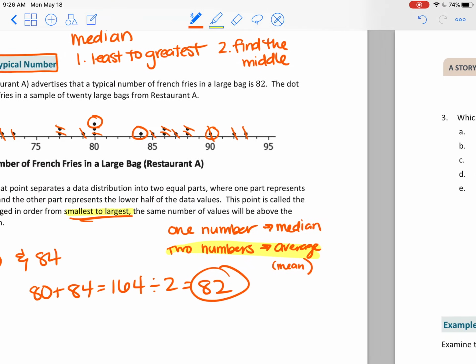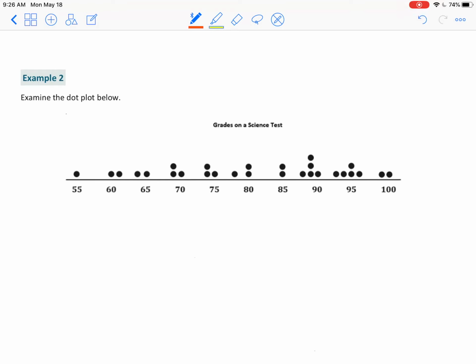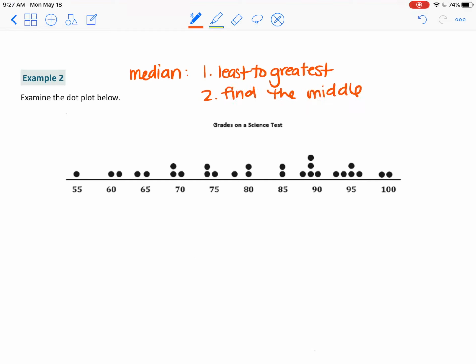Let's look at another example. Examine the dot plot below. Once again, if we want to find the median, we want to make sure that they're in order from least to greatest, which once again, they already are. So now let's find the middle. Just cross off dots one at a time until I get to a middle number. There are a lot of dots on this one.